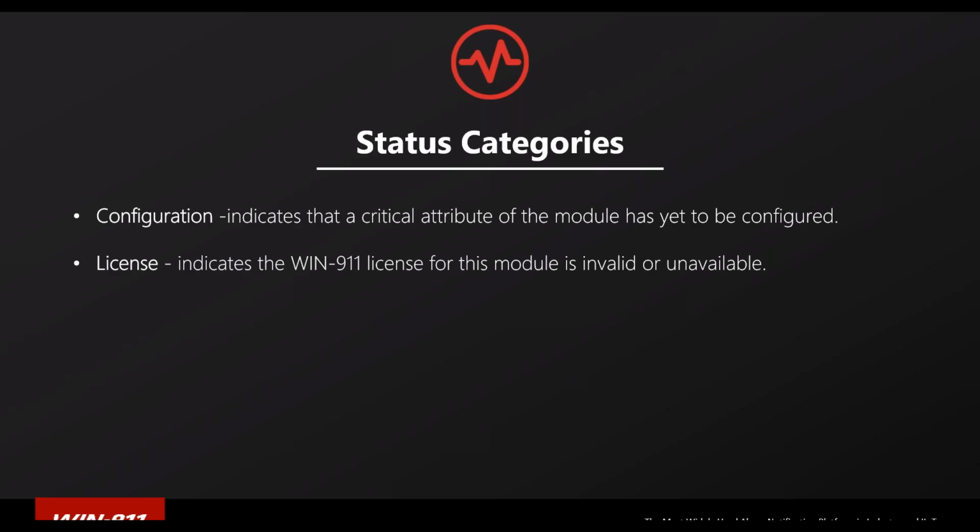There are also license warnings. So the license category is going to tell you that there's a problem with your Win-911 license for an individual module, or it could be, usually it's going to affect all modules at once, but there are some that can affect individual modules. So it could be something as simple as the demo license has expired, or we are now doing subscription licensing in the future.